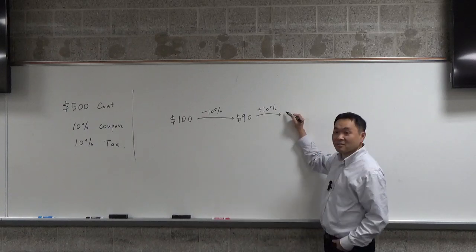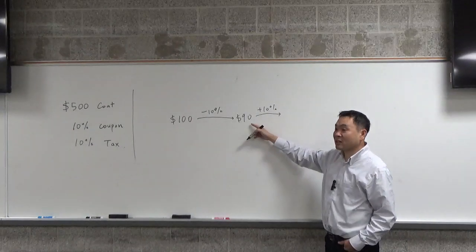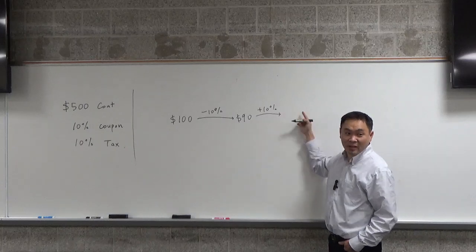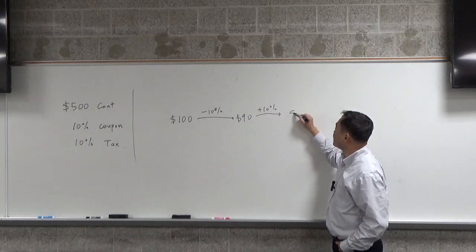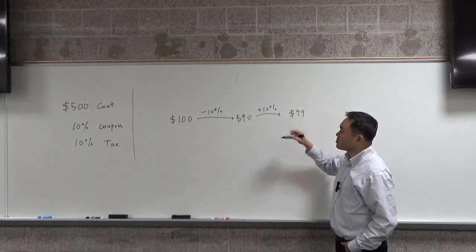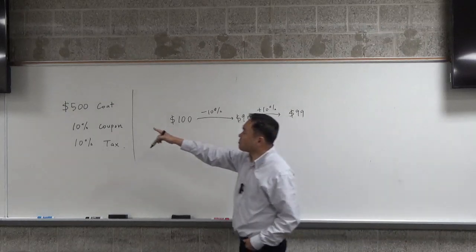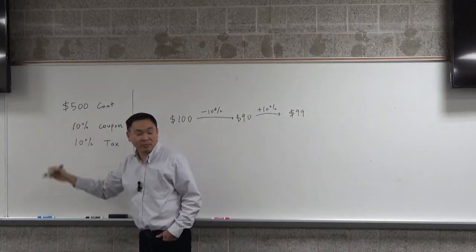What's the new price? What's 10% of $90? 9. So you add that. What do you end up paying? 99. Yeah. So if it's 500, you'll end up paying 495.